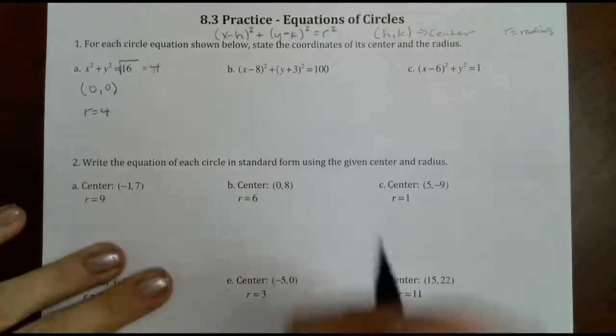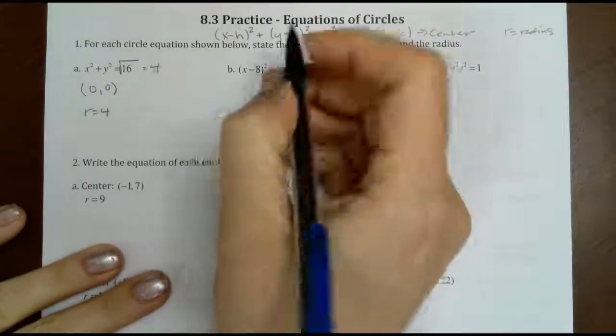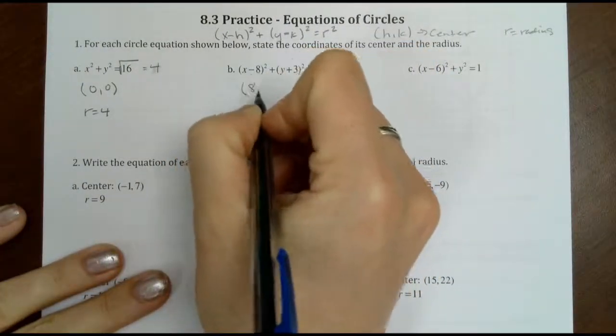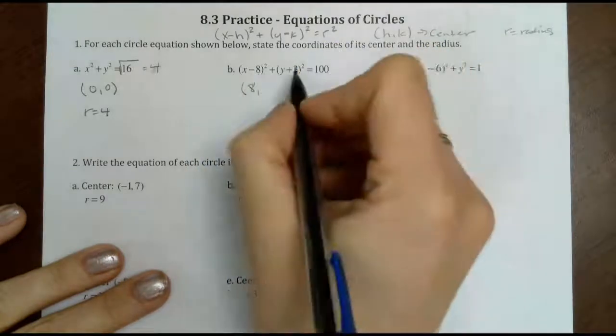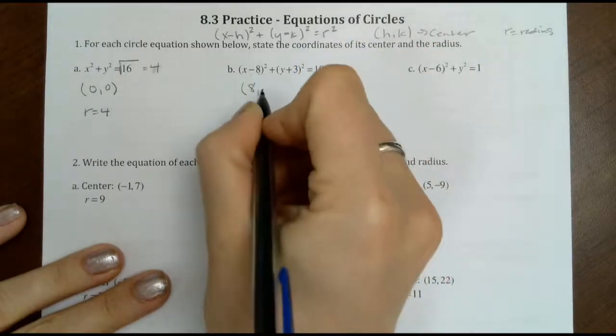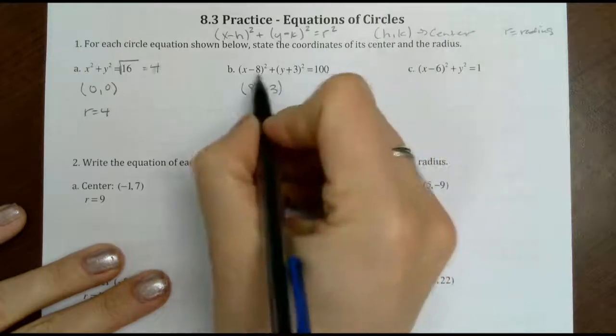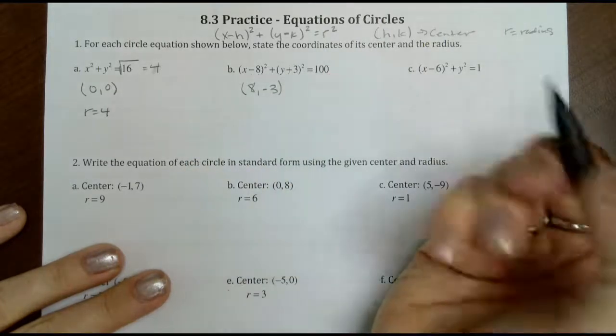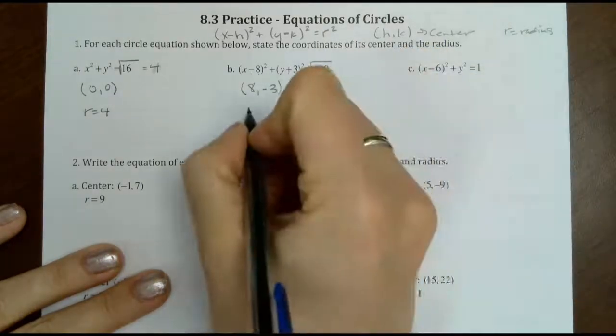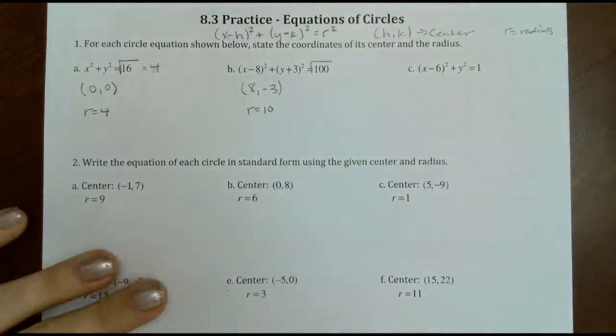Okay, here. So remember, this already has subtraction in it. So when we pull this out for the center, it's going to be a positive 8. This one is positive, so it's going to be a negative 3. So it's always opposite of whatever it is in the equation. So there's our center, and then the square root of 100 is 10. So our radius will be 10.